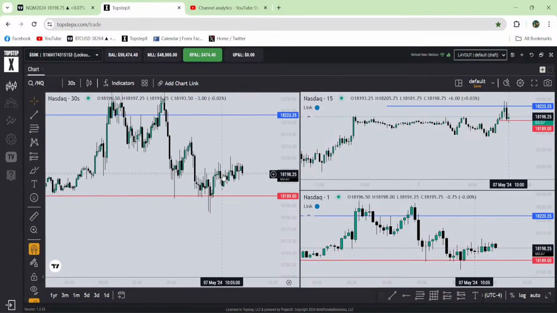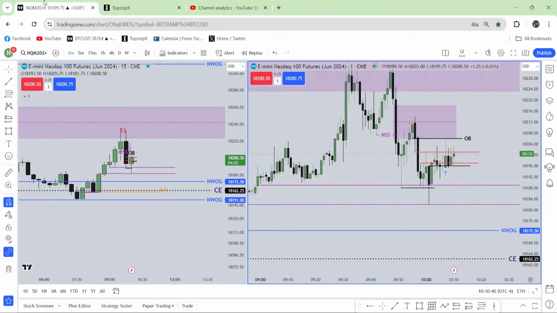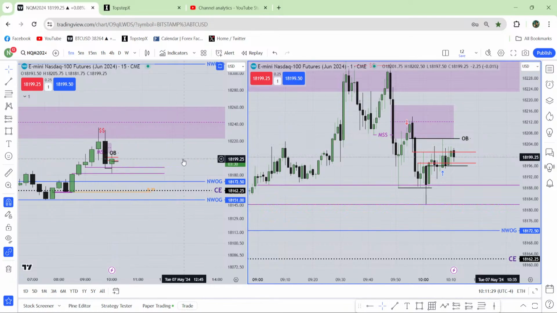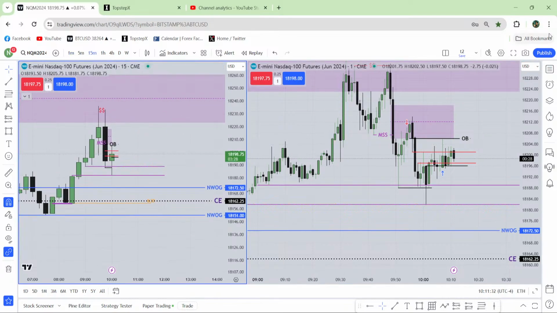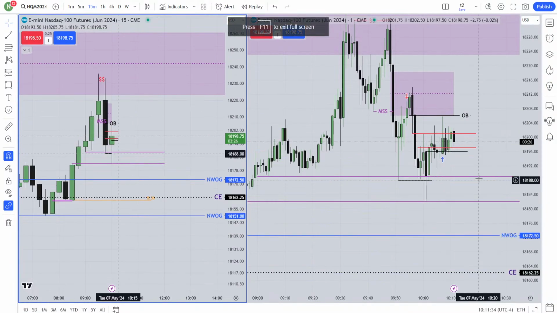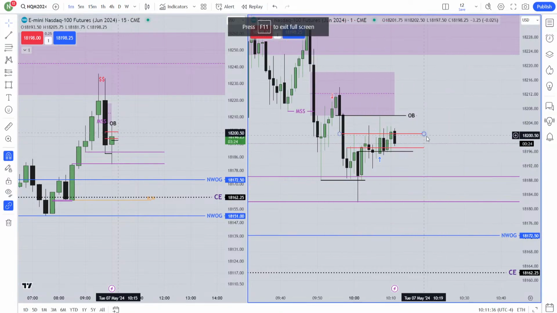Yeah, it's showing me that market is falling as well from the 30 second chart. It's also showing that market is falling. Every single thing is telling me that market is going to fall. Let's see if it falls or not.